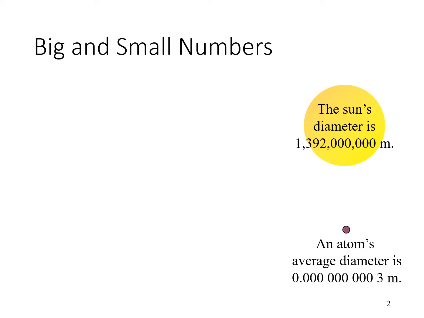It is 13920000000 meters. On the other hand, the average diameter of an atom is a really small entity. So its diameter is actually really small. You can see right here the diameter is 0.00000000003 meters.